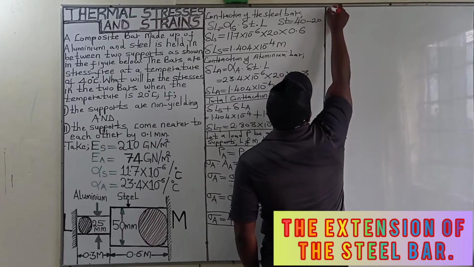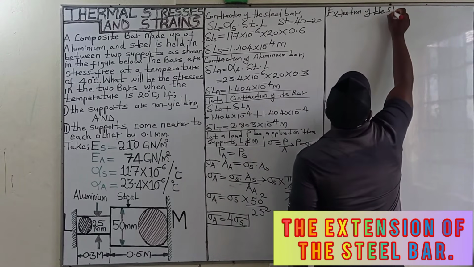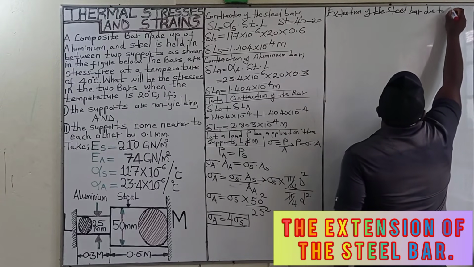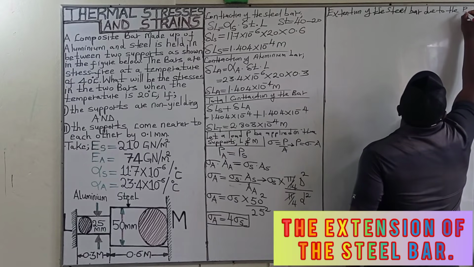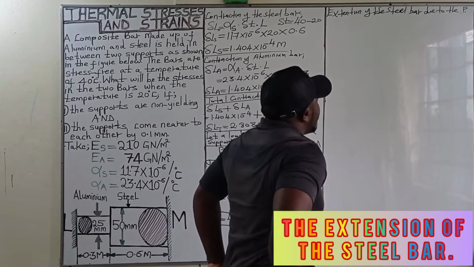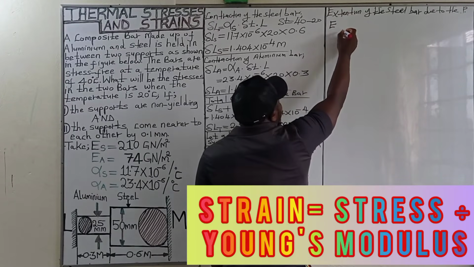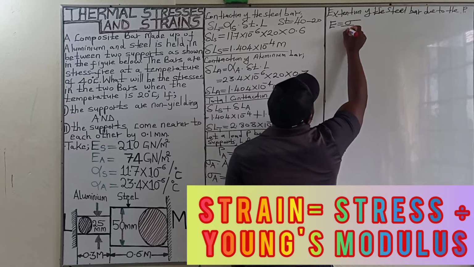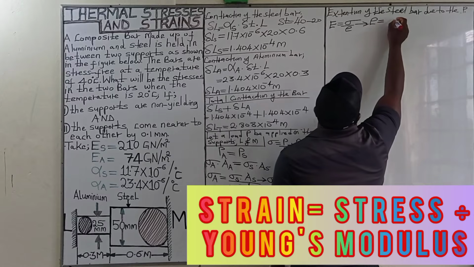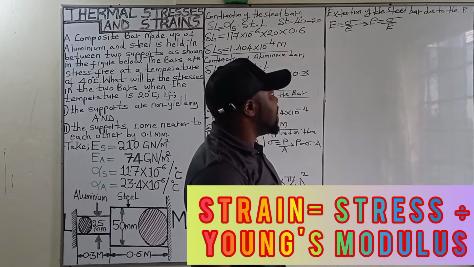From there, we are going to determine the extension of the steel bar due to the load P. Due to this load P that has been applied on both supports. And in this case, we know this. The Young's modulus of elasticity is given by stress divided by strain. So when you make strain the subject, strain will be equal to stress divided by the Young's modulus of elasticity.